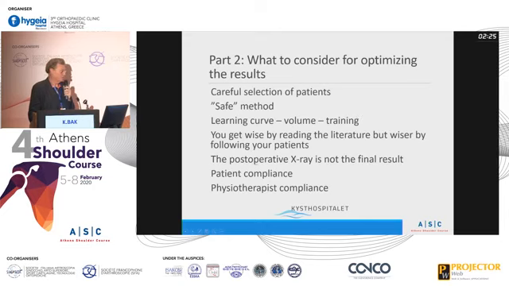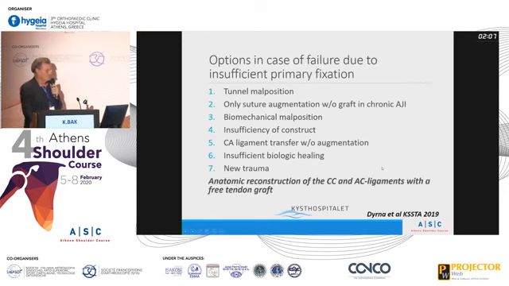And you should also remind yourself that the postoperative X-ray is not the final result. I have colleagues in Denmark that never see the patients after surgery, and I think that's where you learn the most. Patient compliance is important, and as I said, I sometimes have problems with some physiotherapists that are a little too aggressive.